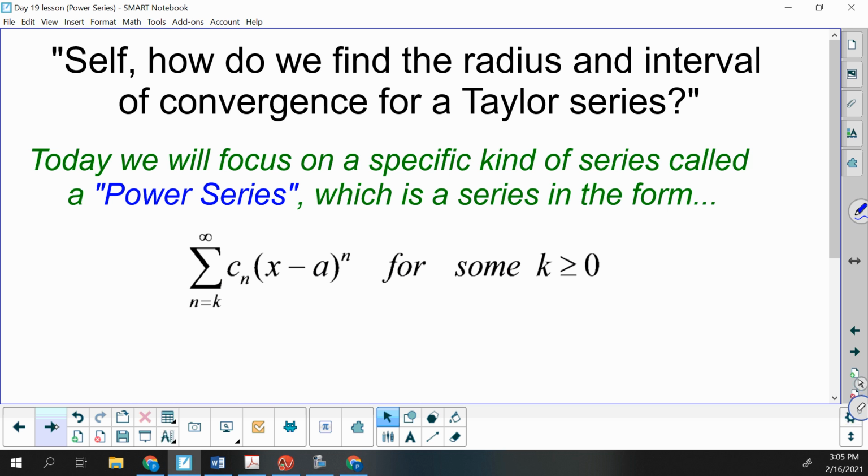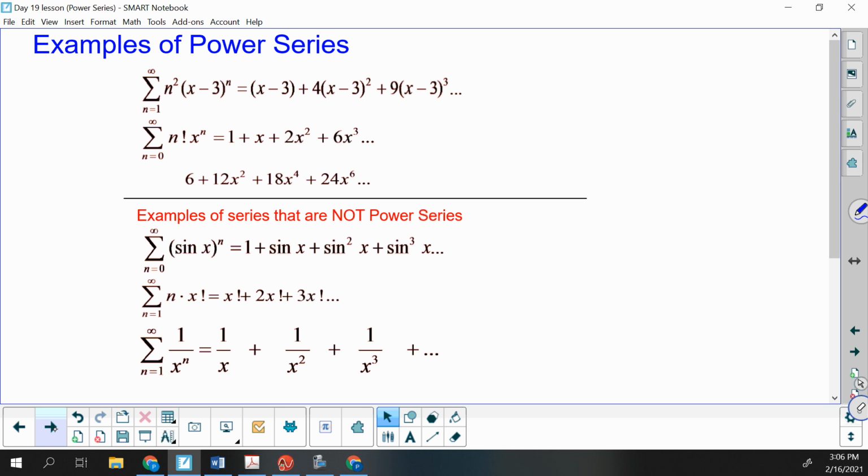So if we go to the next page, let's say we've got some power series, and it's in this form. Well, this is a new term, a power series. It's definitely a series that's going from something to infinity. But what are some different things the power series could look like? And we have those down on the bottom. The first 3 are examples of power series. The second 3 are not power series.